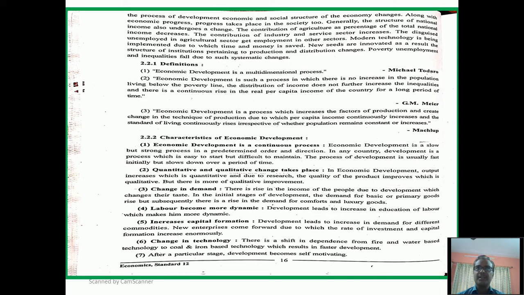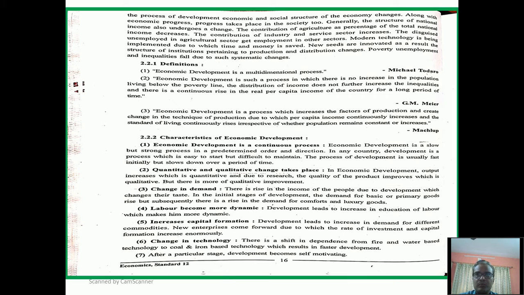The contribution of agriculture, which we already discussed in standard 11: there are three major sectors of any economy, that is, primary, industrial and service sector. So these institutional changes are also there that should be considered in economic development. The contribution of the industry and service sectors is also increased. The disguised unemployment in the agriculture sector gets employment in the other two sectors. Modern technologies are also included. New seeds are involved as a result in the agricultural field. So these all are considerations in development.